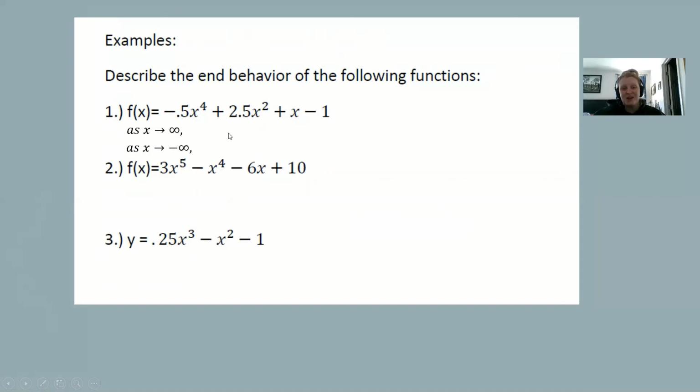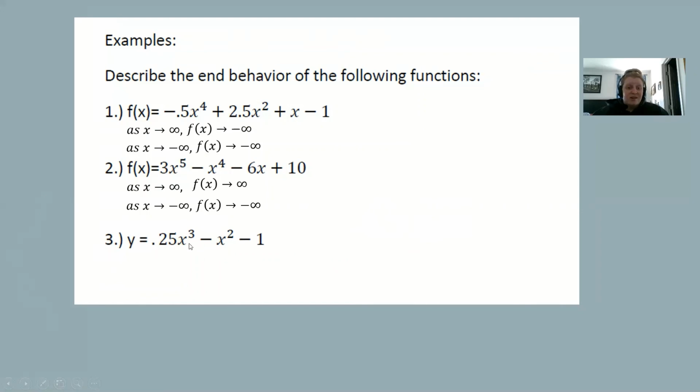So you want to start your setup the same. And if this has a negative and it's even, it kind of looks like a frowny face, so it's going to point downwards on both ends. Number 2 is a positive odd degree, so it's going to kind of look like x cubed. So on the right side of x cubed, you would have an upwards arrow. And on the left side, you'd have a downwards arrow. So it goes up on the right and down on the left.